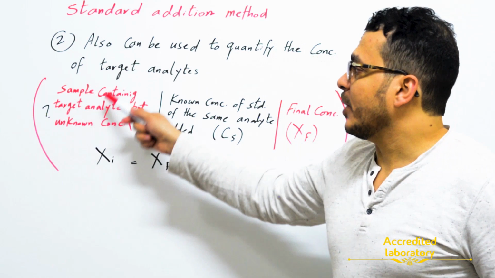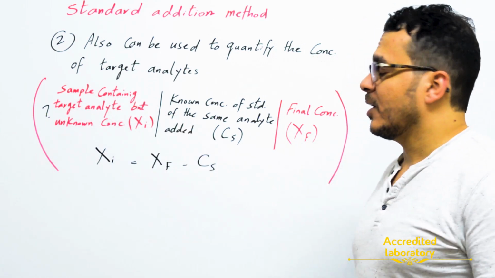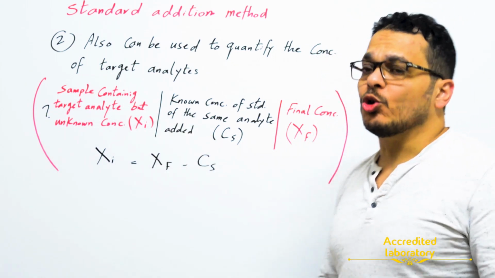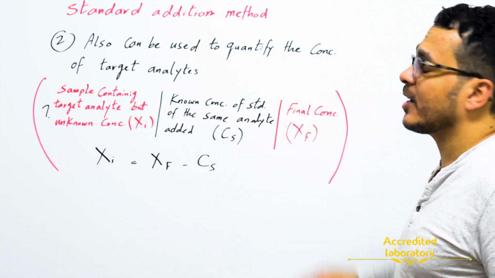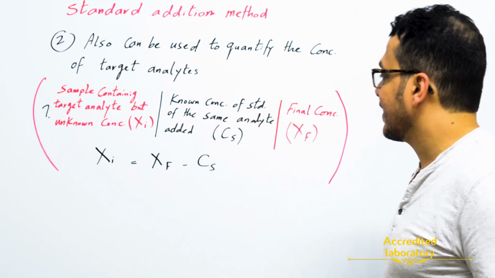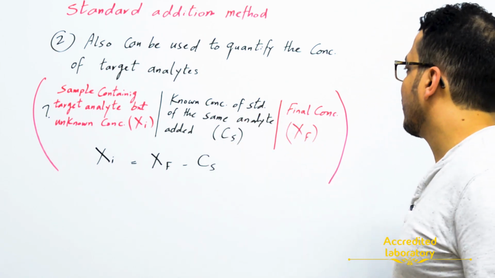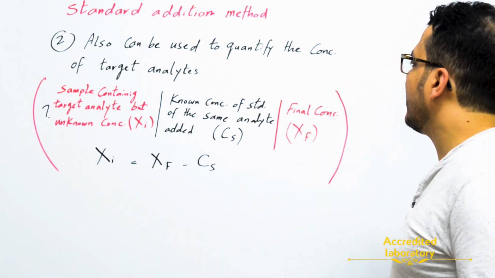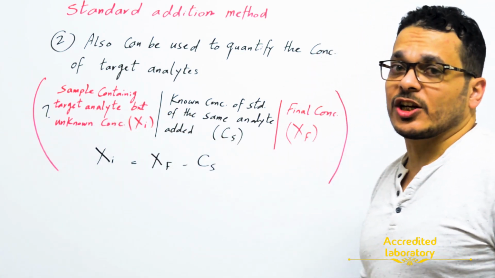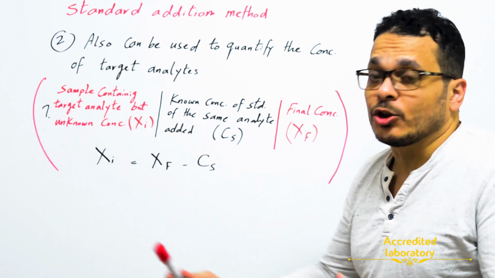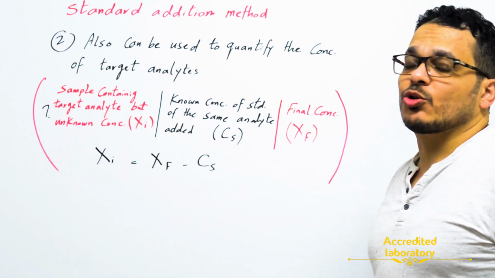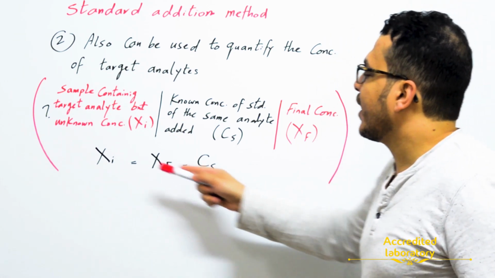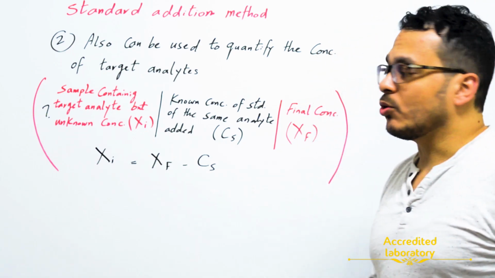If you analyze a sample containing your target analyte, but with unknown concentration XI, and you add a known concentration of a standard of the same analyte, which is CS, the concentration of a standard of the same analyte, so the final concentration in this sample will be equal to this concentration of target analyte, which is unknown, plus the concentration of standard added to this sample. So from this equation, we can know the concentration of the unknown.